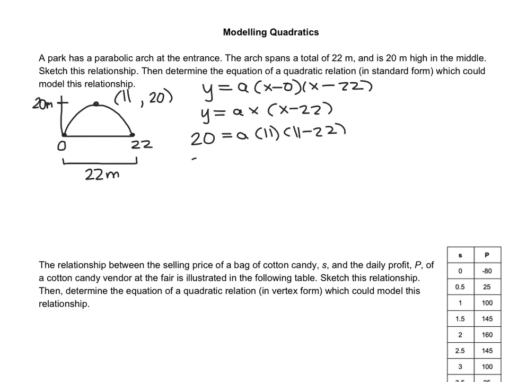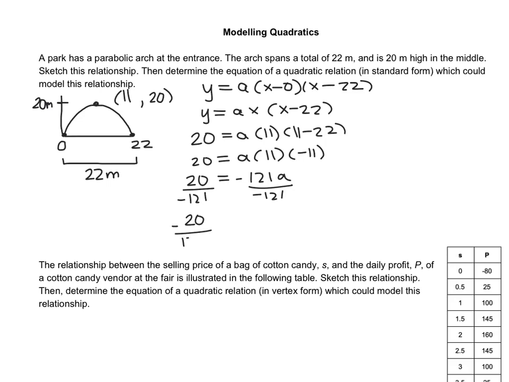And now it's just a matter of cleaning it up. So we have 11 times negative 11. And remember, when you multiply those two numbers, that's going to become the coefficient of a. So negative 121a. And then I can divide both sides by negative 121, and your a value is negative 20 over 121. And there we are. Now we can put it all together into our factored form.